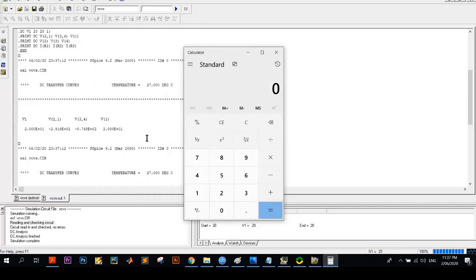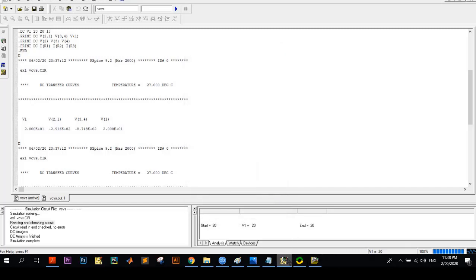The node voltage between V3 and 4 is minus 8.74 times 10 to the power 2. So what does that mean actually? Minus 87. So let me just, this is actually the voltage divided by 3. You can see minus 291%. This is actually the voltage of V2,1. So our circuit is correct.